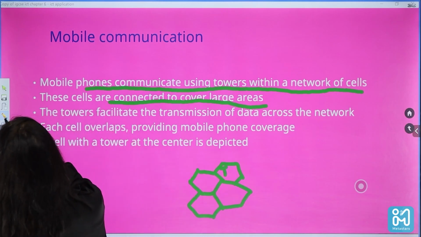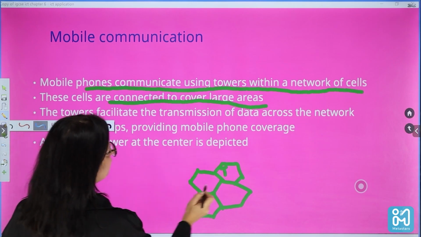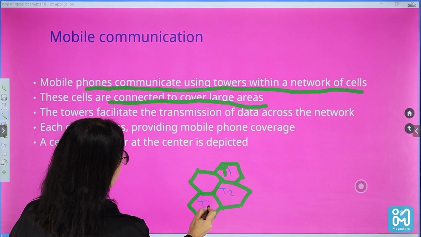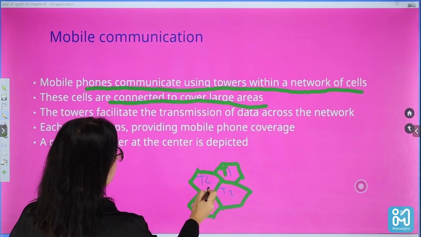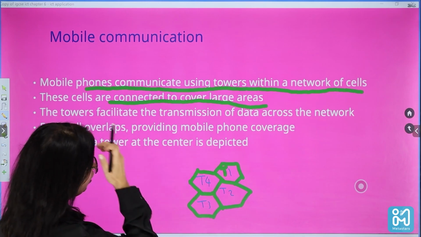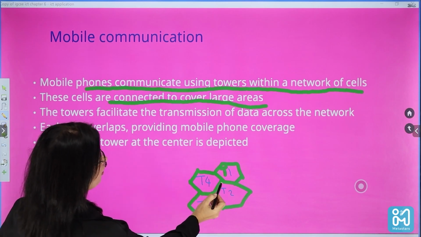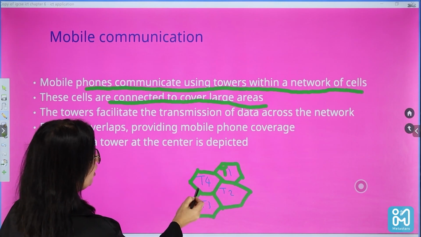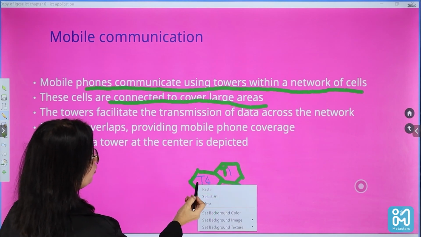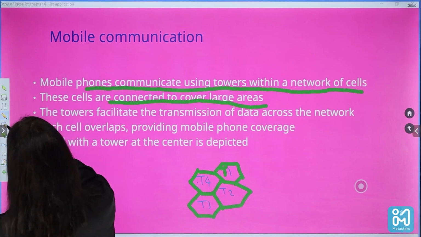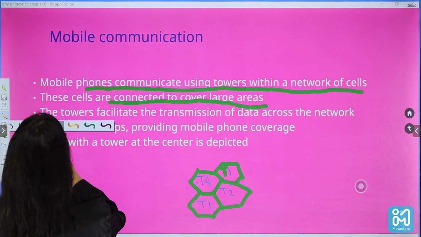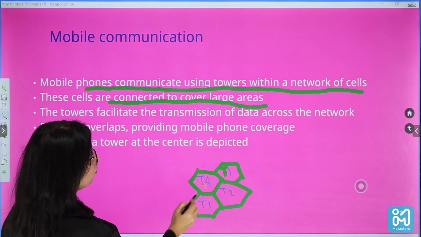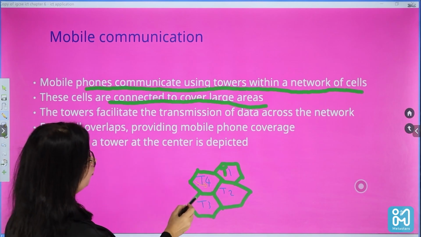Tower 1, tower 2, tower 3, tower 4. And you have your mobile phone. You are driving, for example, using your car, or walking, whatever, and you are carrying your mobile phone. By moving in this area, the signal is strong, so you will be connected to tower number 4.